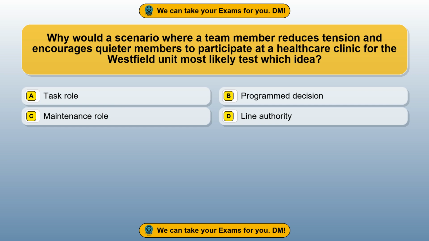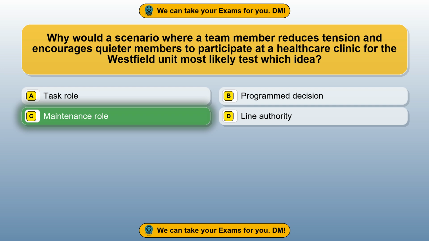Question 65. Why would a scenario where a team member reduces tension and encourages quieter members to participate at a healthcare clinic for the Westfield unit most likely test which idea? Option A, task role. Option B, program decision. Option C, maintenance role. Option D, line authority. The correct answer is option C, maintenance role.